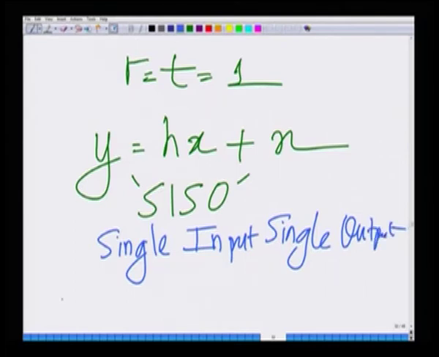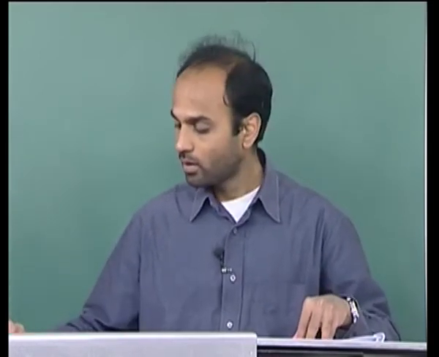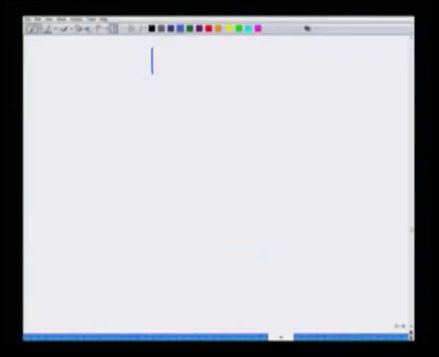This naturally stands for single input single output, that is the traditional one transmit antenna, one receive antenna system, is also termed as a SISO system, which is single input single output system. Now, let us come to a slight discussion on the noise.